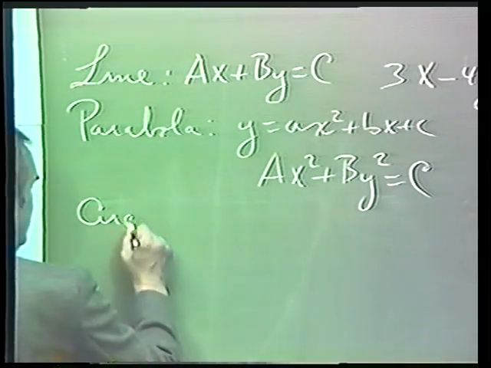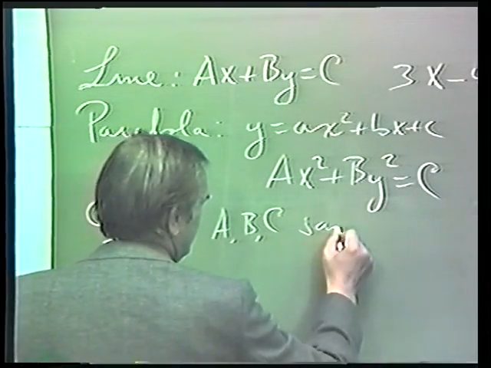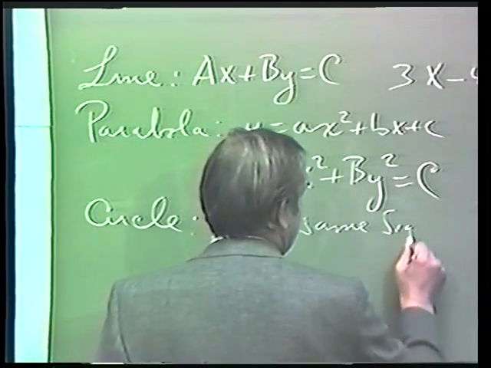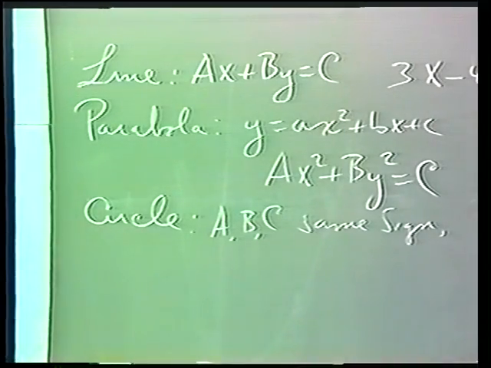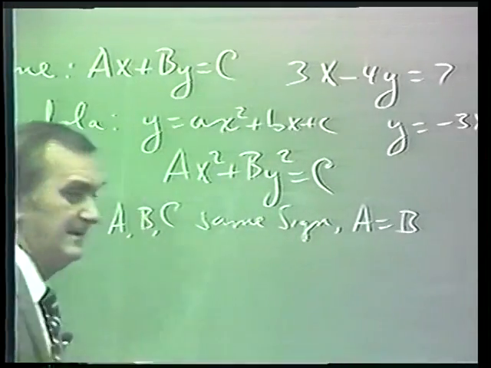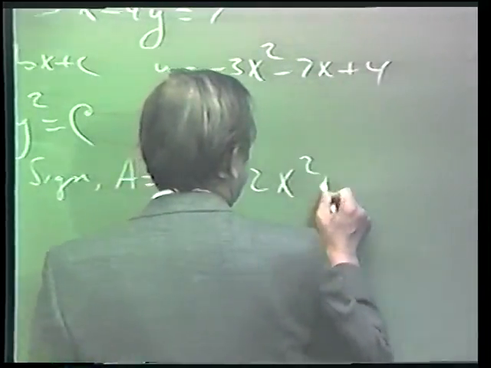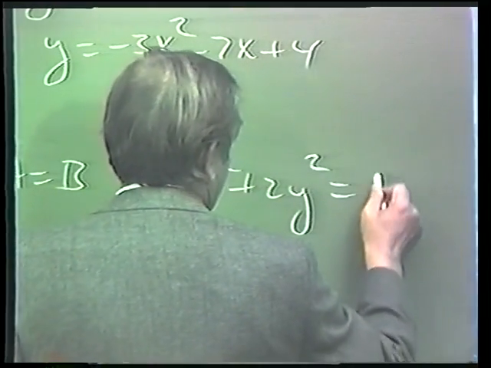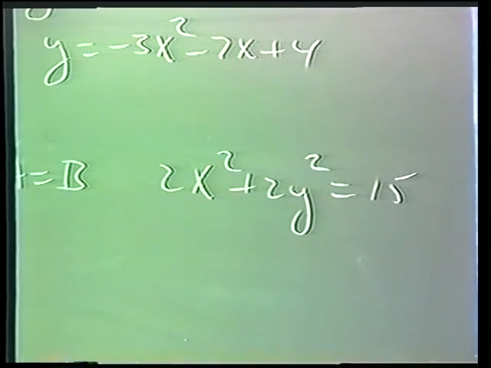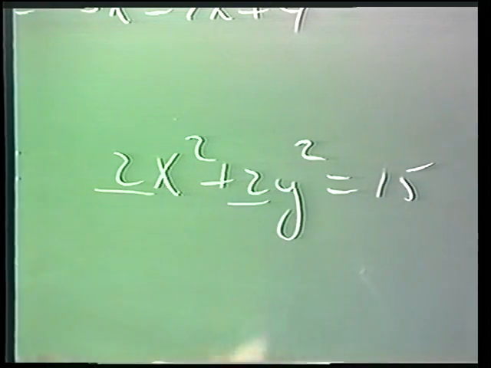Well, we're going to have a circle. We get a circle when A, B, and C are all the same sign. 99% of the time they'll be positive, all positive. And A must equal B. What we're saying here is that they all have to be the same sign, and the coefficient of x squared and the coefficient of y squared have to be the same. Example, 2x squared plus 2y squared equal 15. This is a circle. A, B, and C have the same sign. A is equal to B.